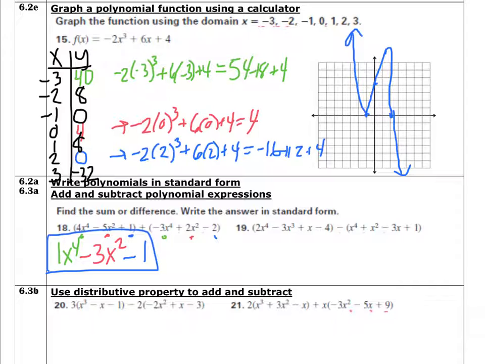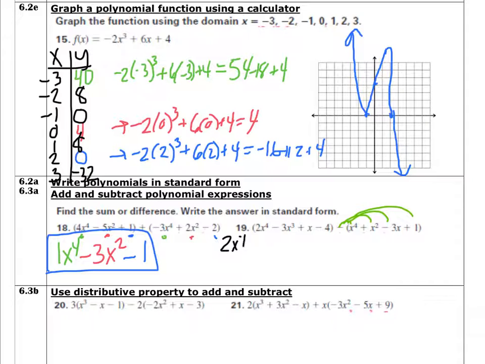Subtraction is similar, but you have to be very careful. We're taking this first polynomial expression and subtracting this entire thing. Because we're subtracting the entire thing, we have to make sure we distribute the negative sign. So if you want to rewrite this problem, you can, and you might see it a little bit easier.